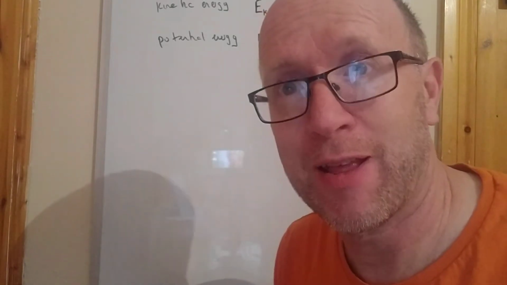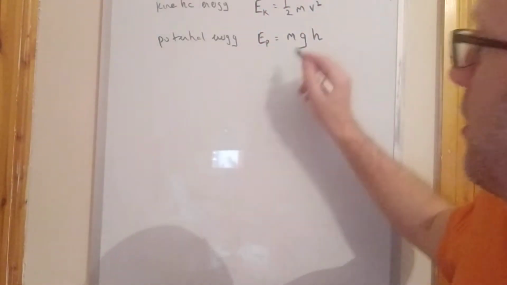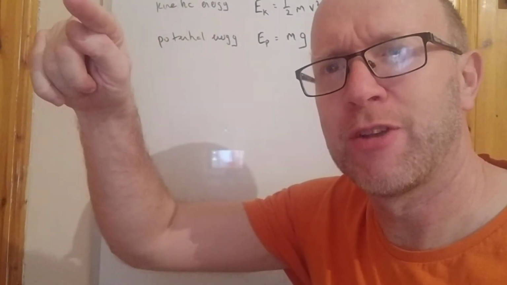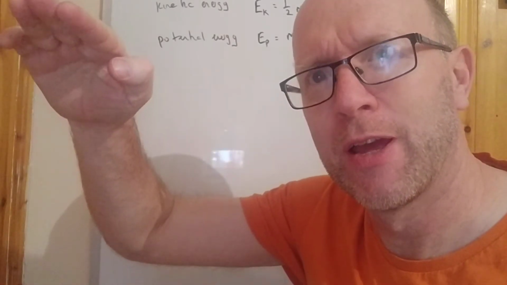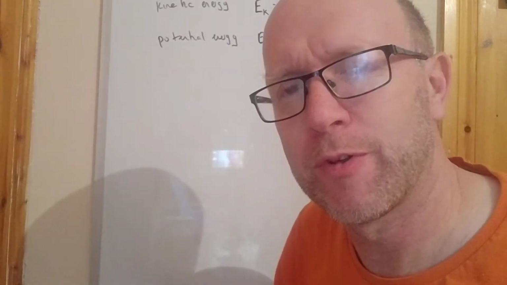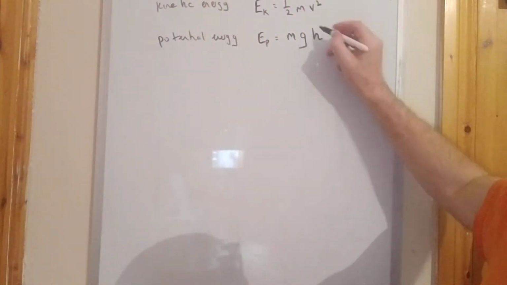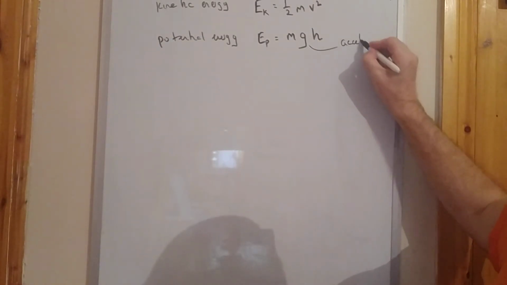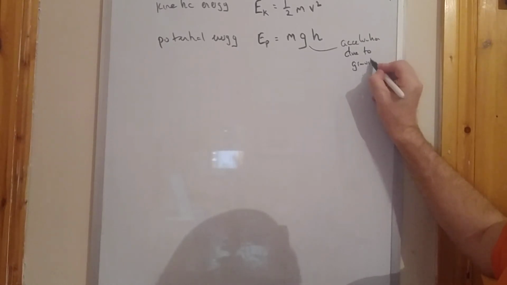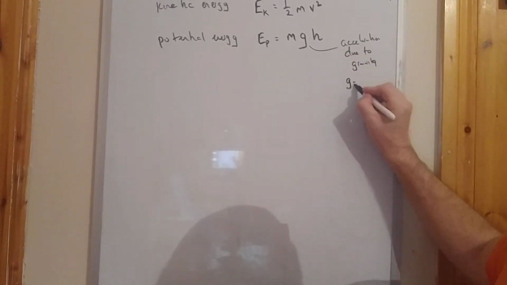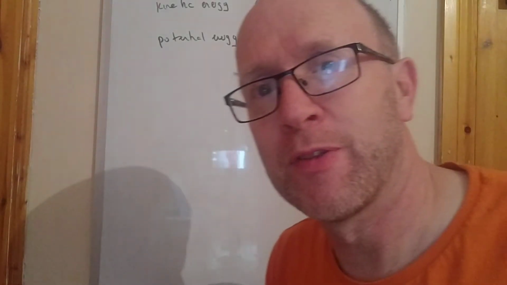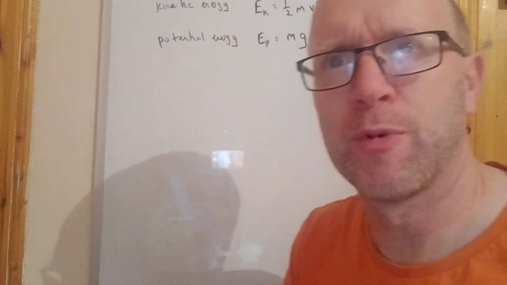M again is mass, H is the height, and G is, well, if you drop something, what happens to it? It changes velocity. We're going to look at this in Wednesday's class. It accelerates, it gets faster, and it accelerates due to gravity. We have a thing called G, which is the acceleration due to gravity. We'll look at this in detail later, not today. G is always 9.8 meters per second squared, and you'll always be given that, so there's no worry about that.